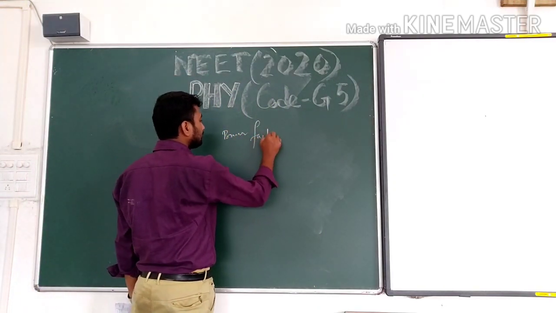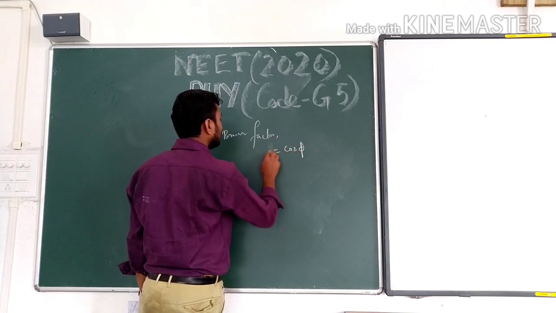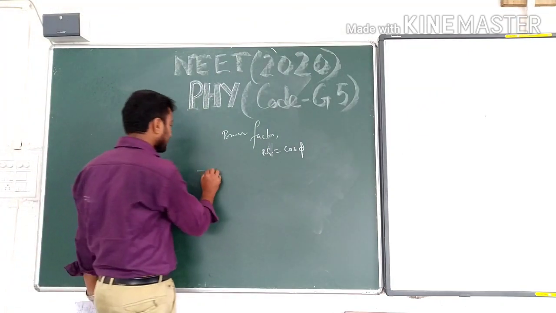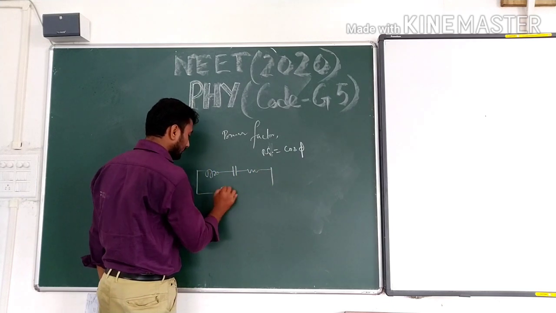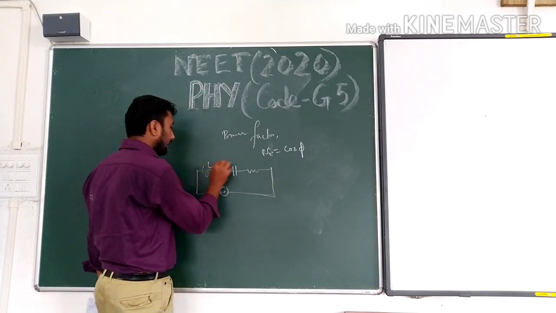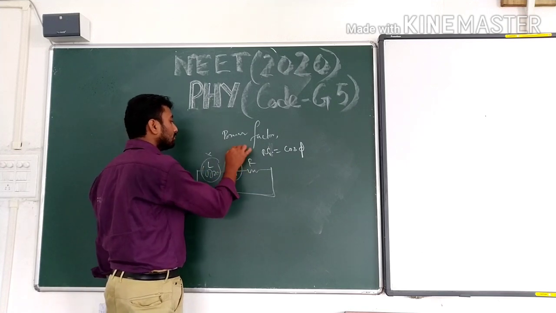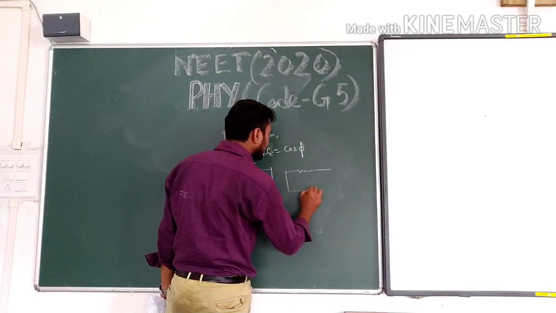Power factor is equal to cos phi. So it is an LCR circuit. If L is removed and C is also removed, then it is only a pure resistive circuit.